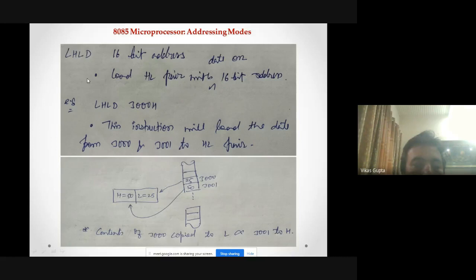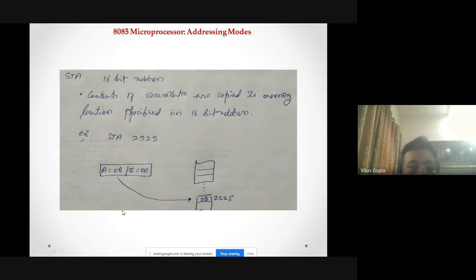This is also one of the very important instructions, LHLD 16-bit address. Now STA 16-bit address. We have used this instruction a number of times. That means store the content of the accumulator to the 16-bit address. ये हम लोगों ने कई बार यूज किया है. तो यहाँ पे example put कर रहे हैं STA 2525.